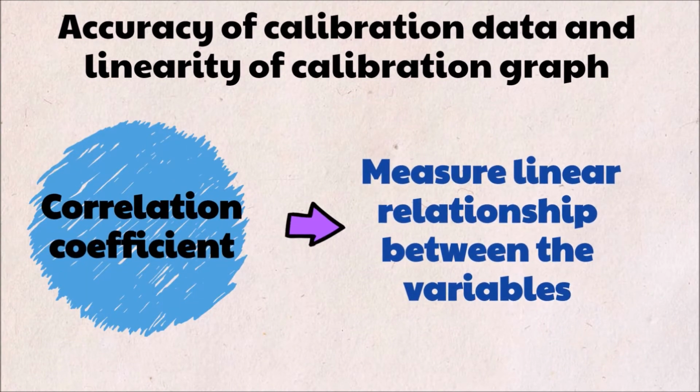It only measures the linear relationship between the variables. There is a perfect positive relationship between two variables when the correlation coefficient is equal to 1.